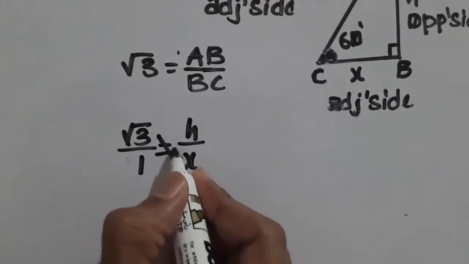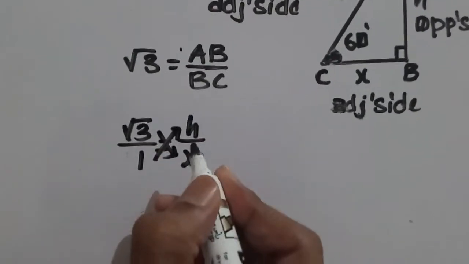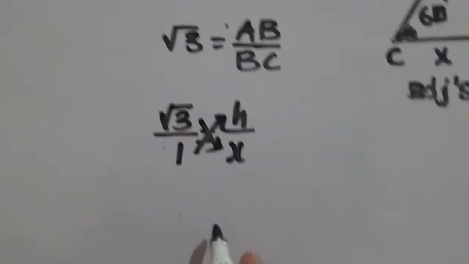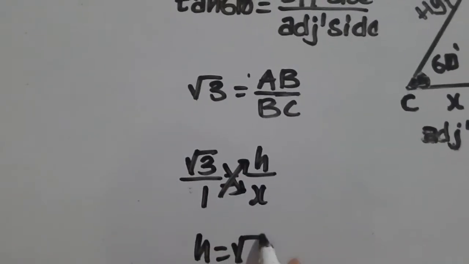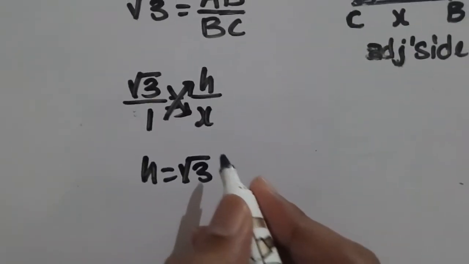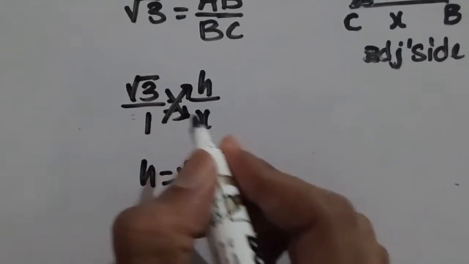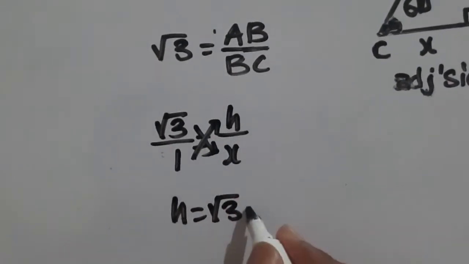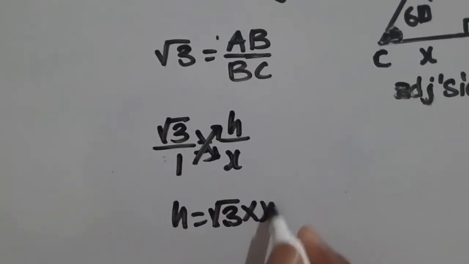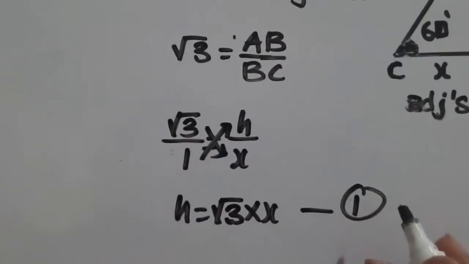Now by cross multiplication we will find the H value. H is equal to root 3 into X. This is equation 1.